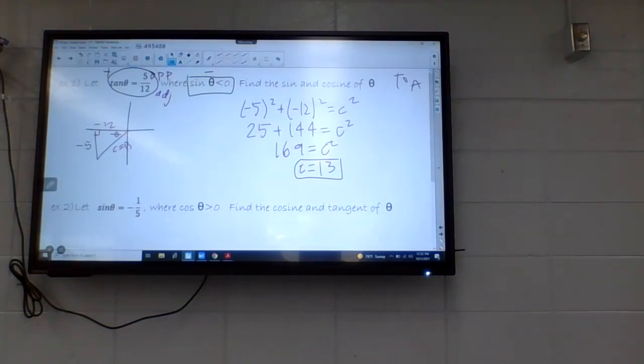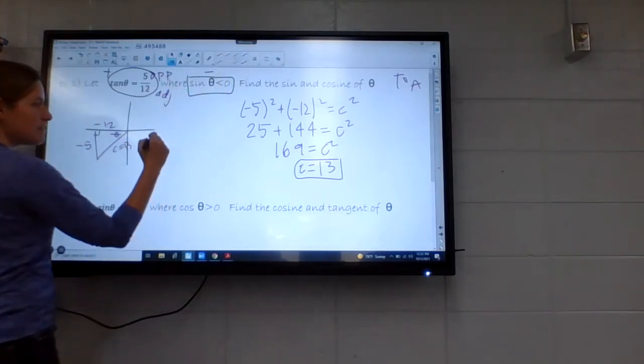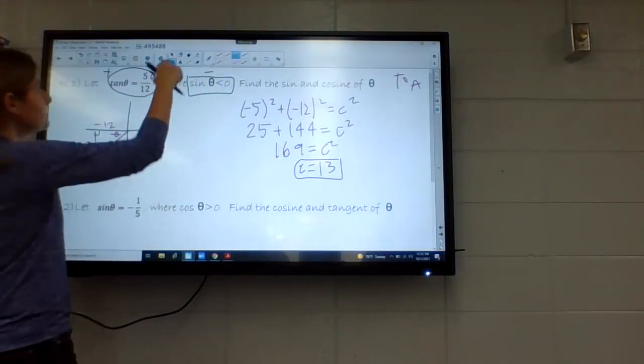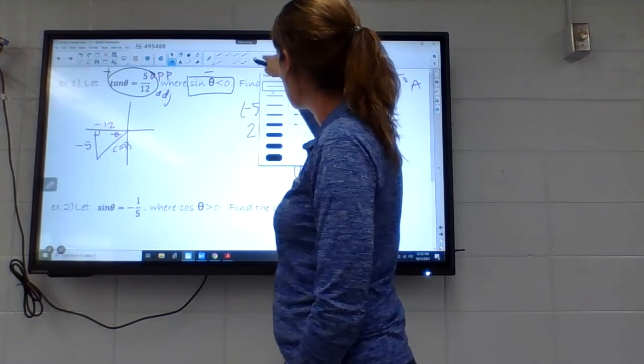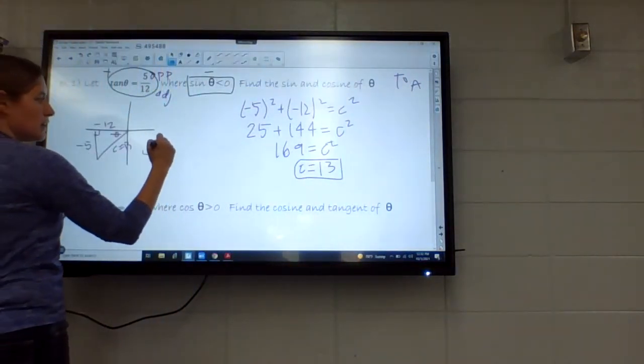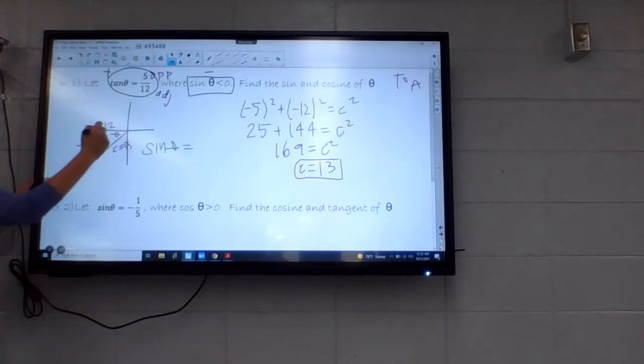Now we should be able to figure out the sine and cosine. Because now we have the triangle, we're in the right quadrant, we know where we are, so we're going to do sine of theta. I have to fix all my settings in here. So sine of theta, sine is SOH, so opposite over hypotenuse. And then cosine is adjacent over hypotenuse.